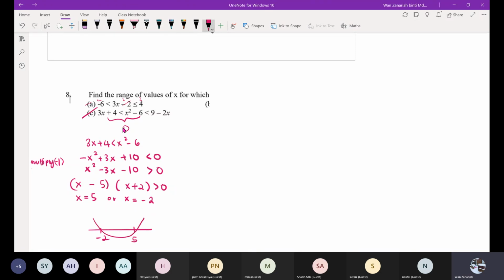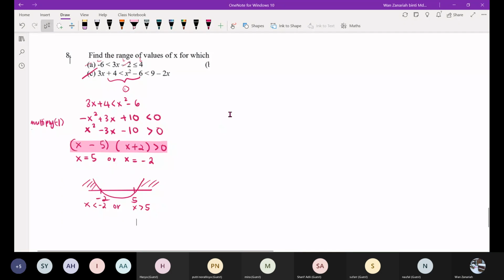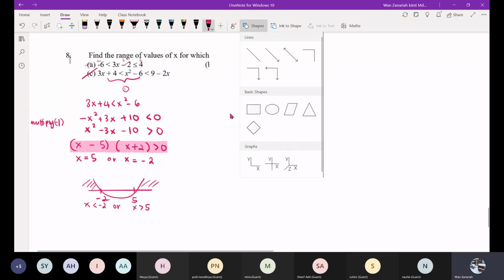Okay, smile graph. What are we looking at? We're looking at greater than 0. So, top or bottom? Top. So your answer for this is x is less than negative 2 or x greater than 5. Okay, we have done the first part. Now we have the second part.